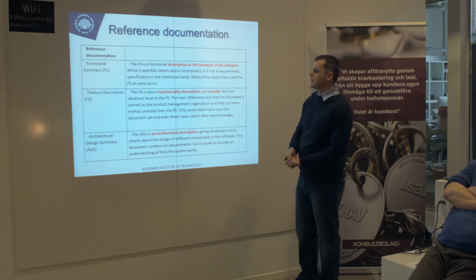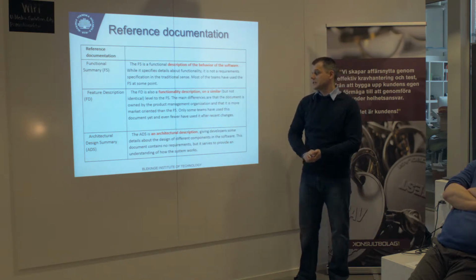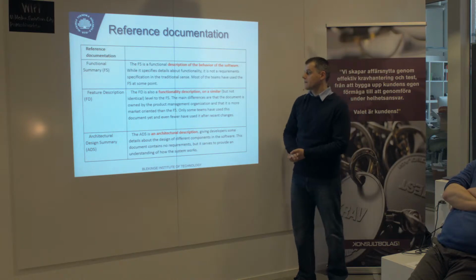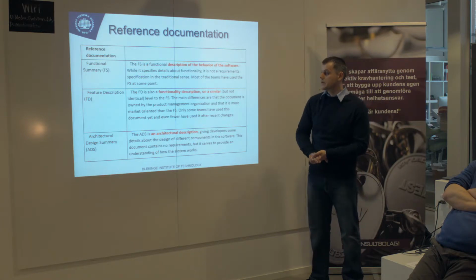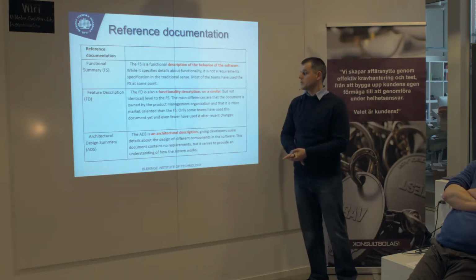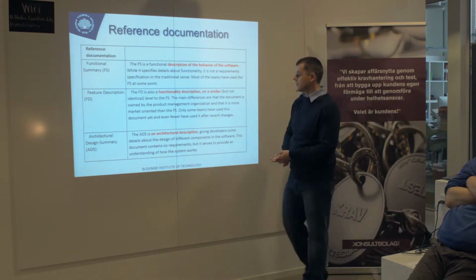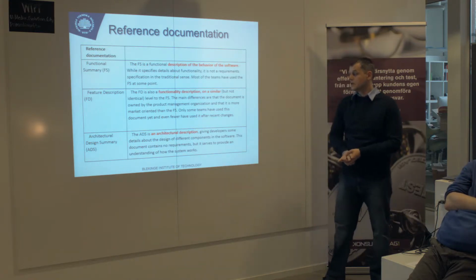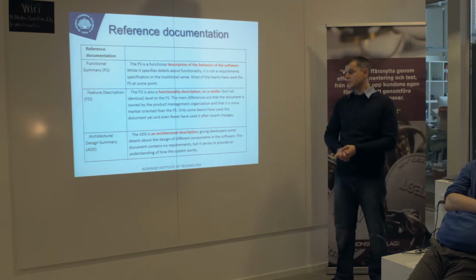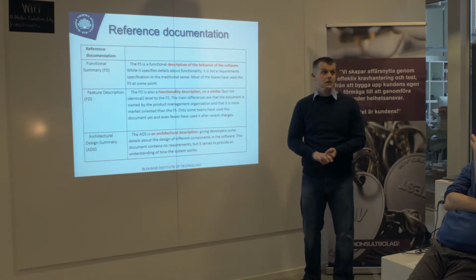The feature description is also a functionality description, on a similar but not identical level to the functional summary. The document is owned by the product manager organization, which is more market-oriented than the functional summary organization. Only some teams have studied this document yet and even have used it for recent changes. And then we have the architectural design summary, which describes the architecture, giving the developers some details about the design. This document contains no requirements again.